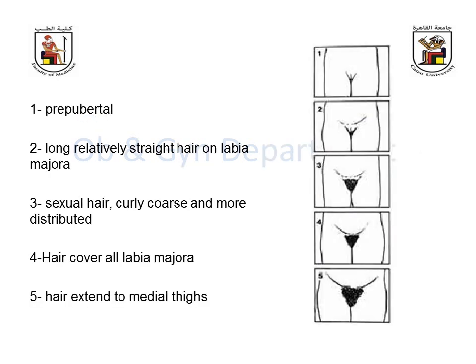This is the Tanner staging classification of the pubic hair. Pre-pubertal: long, relatively straight, thin hair present on the labia majora, known as pubis. Then sexual hair becomes thick, coarse, more distributed but extends only to the labia majora, with more thickness and density of distribution of hair, and then it starts to reach the inner aspect of the upper thigh.